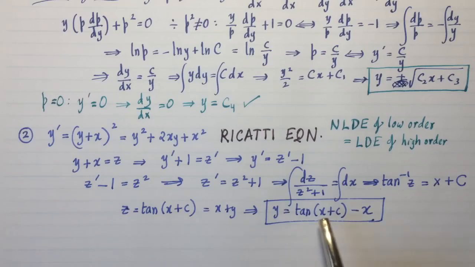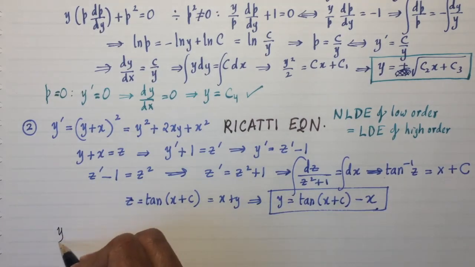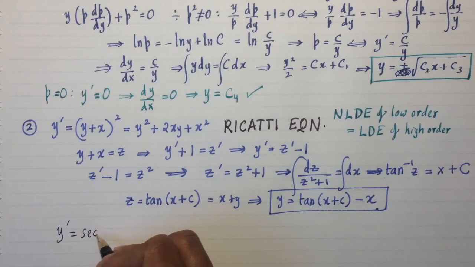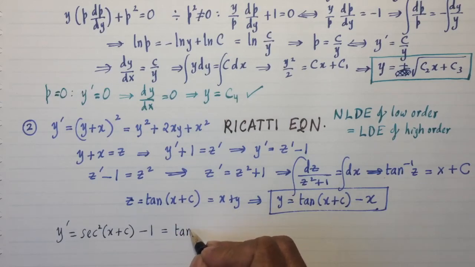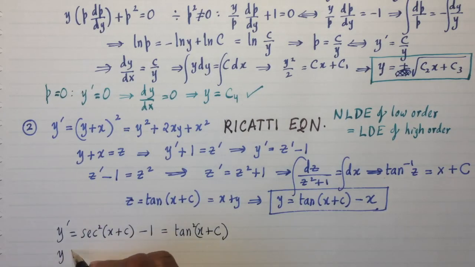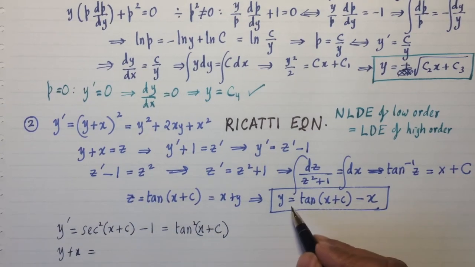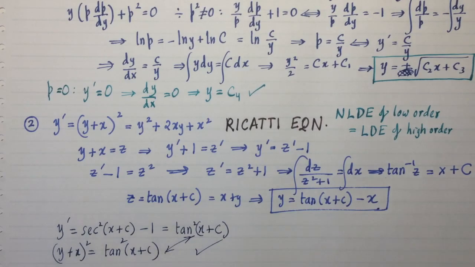Now this equation, I will spend maybe a couple minutes to show that this in fact solves the original equation. So let's find out what y prime is. The derivative of tan is secant squared. So I get secant squared of x plus c minus 1. But secant squared minus 1 is tan squared. So I get tan squared of x plus c, which is precisely equal to (y plus x) squared, is it not? Because y plus x, let's just do y plus x first. y plus x is tan of x plus c, and therefore (y plus x) squared is tan squared of x plus c, and these two agree. So we have actually solved this rather forbidding nonlinear differential equation.